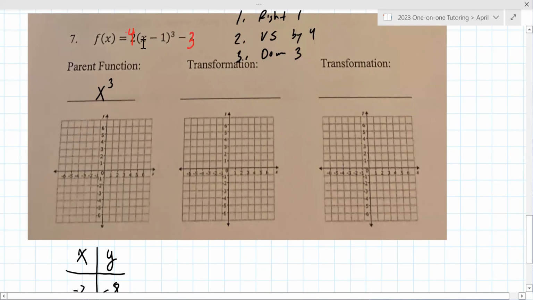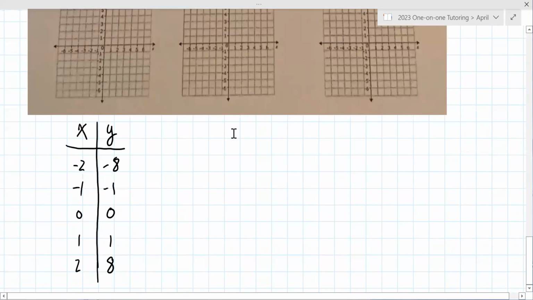So if you were to put a number in for X, you'd first subtract 1. That's why it's right 1. You'd cube it. Nothing changes with that. Then you'd multiply it by 4. That's why the vertical stretch by 4 is next. Then you would subtract 3. That's why down 3 is last. Okay, I'll have to keep that in mind. Parentheses first, left to far right. Okay. So new X, new Y.